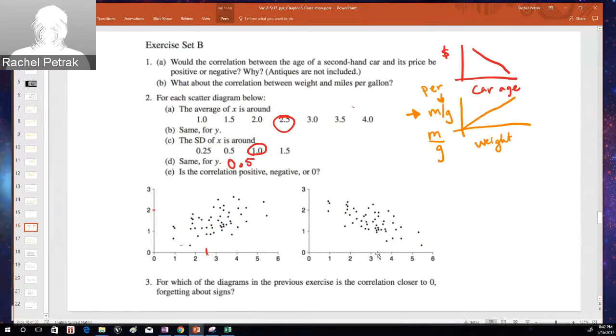Left or right? The first one, exactly. How do we know it's closer to 0? Because as the scores are more spread out, the correlation is closer and closer to 0.